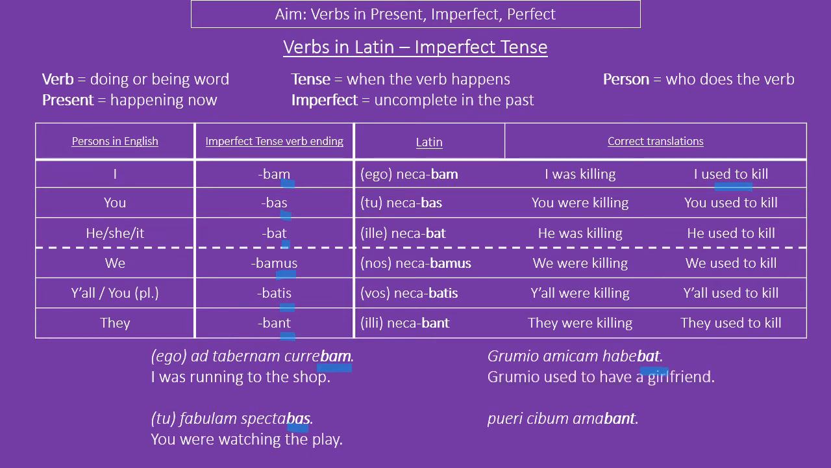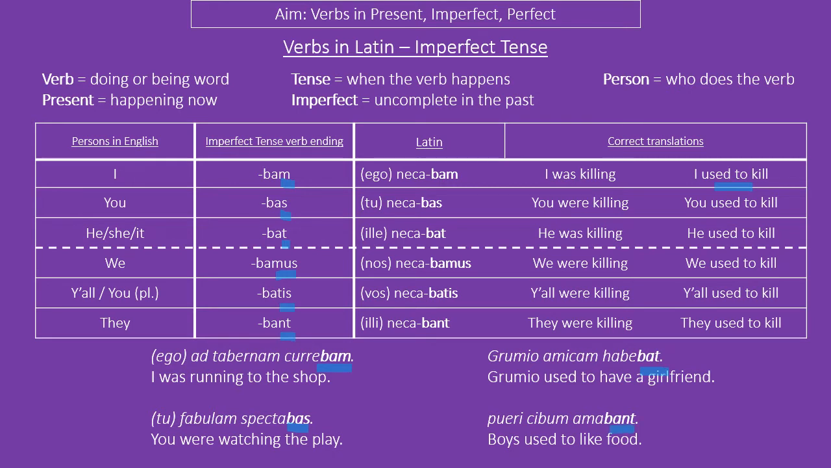Grumio, theoretically, Grumio was having a girlfriend, but that's not really a sentence that we really like to use in English. It just doesn't sound right. So you could either say Grumio had, or here we can avoid that problem by saying Grumio used to have a girlfriend. The boys used to like food.